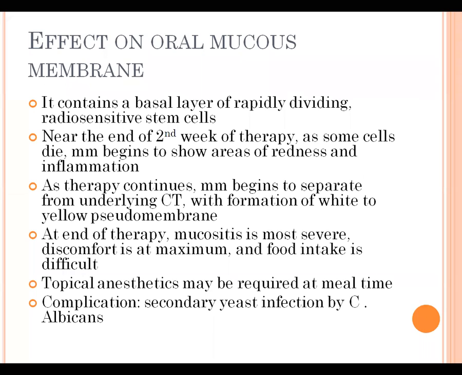As the therapy continues, the mucous membrane becomes more sensitive and the dead upper layer separates. So the upper layer will be whitish due to the avascular surface and yellowish, that is, a yellowish pseudomembranous slough, and the white slough will be separated from the underlying connective tissue. After the second week of therapy, and at the end of the therapy, we will see severe mucositis. Mucositis means inflammation of the mucosa.